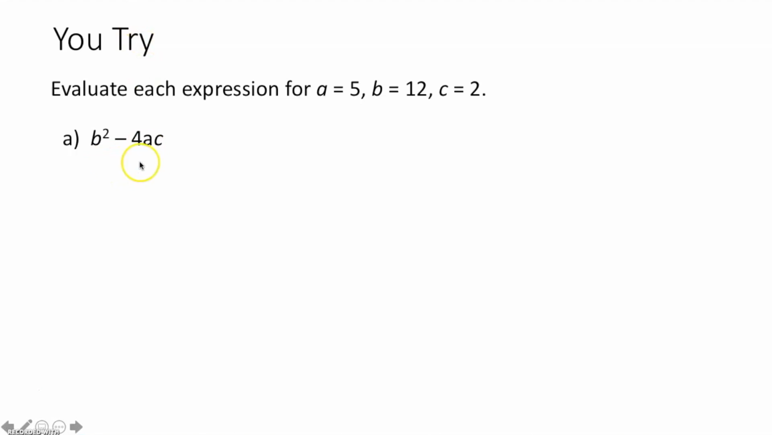Okay, for those of you who are a little more advanced, this is called the discriminant, but we'll get there way later. For right now, what we're going to do is take 5 and plug it in for A. We're going to take 12, plug it in for B, and take 2 and plug it in for C. Now, again, we start with PEMDAS. Are there any parentheses? Yes, but there's nothing to do inside those parentheses, right? It's just numbers. So we move on.